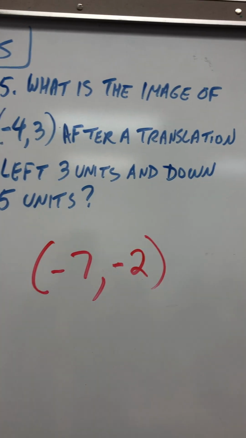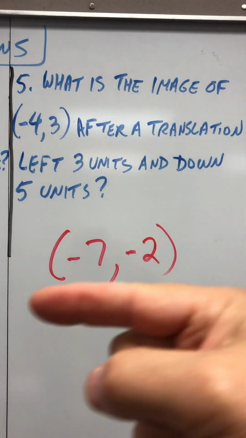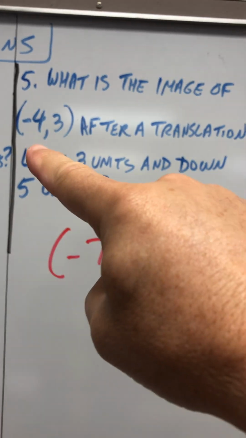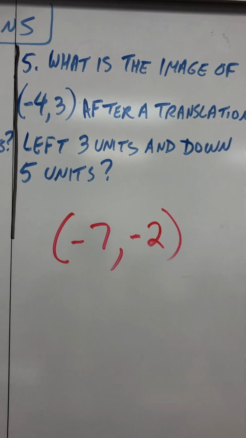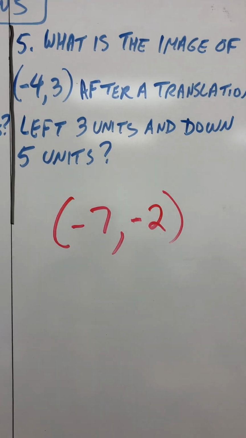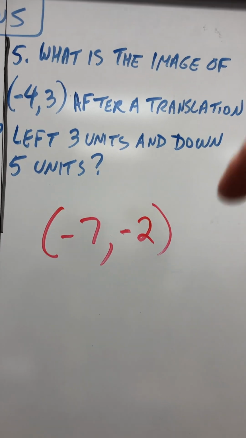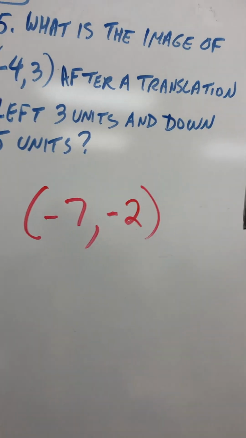What is the image of negative 4, 3 after a translation left 3 units and down 5 units? Okay, so negative 4 left 3 units. Negative 4 minus 3 is negative 7. 3 minus 5 is negative 2. Easy.